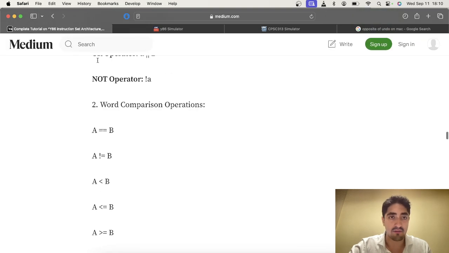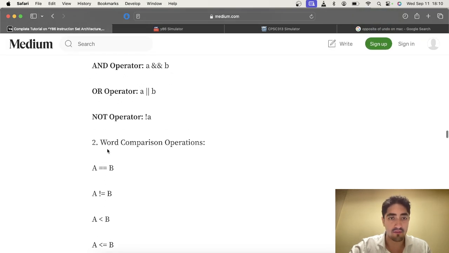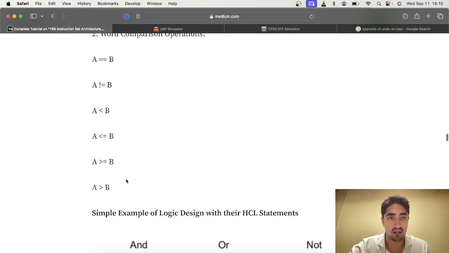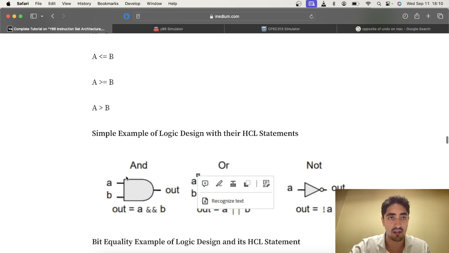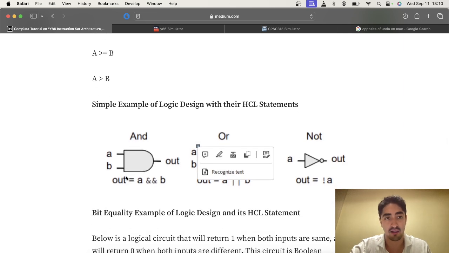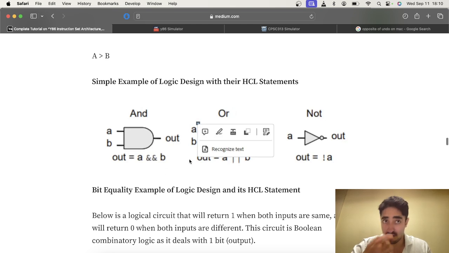And then you have, okay, NOT operator, and the comparison operators: a equals b, a not equal b, a less than b, a less than or equal b, a greater than or equal b, a greater than b. And a simple example of logic design with its HCL statements. So a equals b OR and NOT.